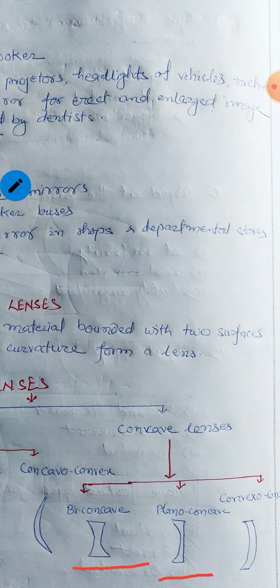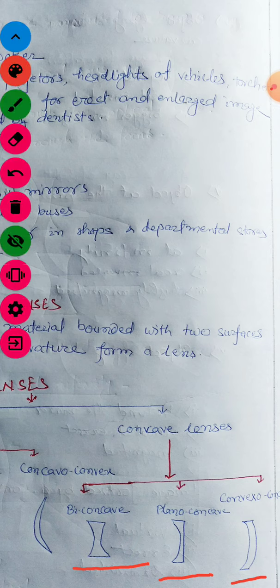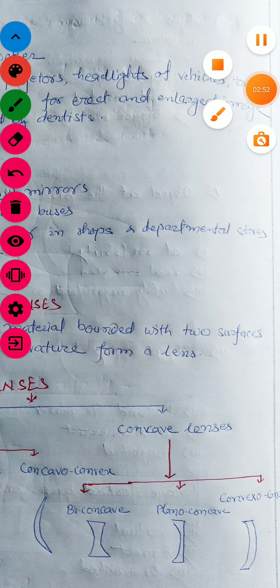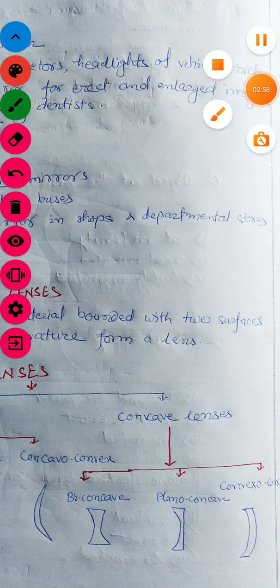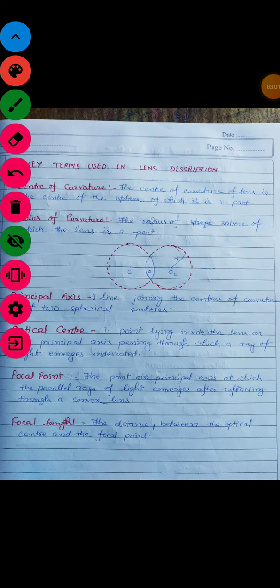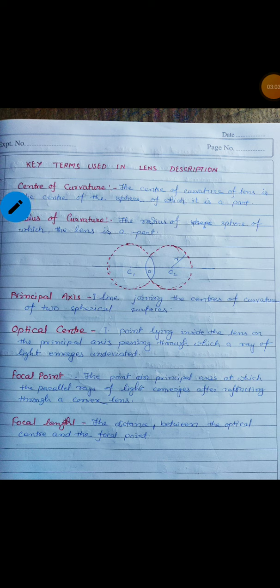And third, student, that is convexo-concave lens. That means one surface is convex, another surface is concave. So that's why it is known as convexo-concave lens. So students, in this way we have seen both concave and convex are of three types. Now students, we will discuss a few key terms used in lens description.